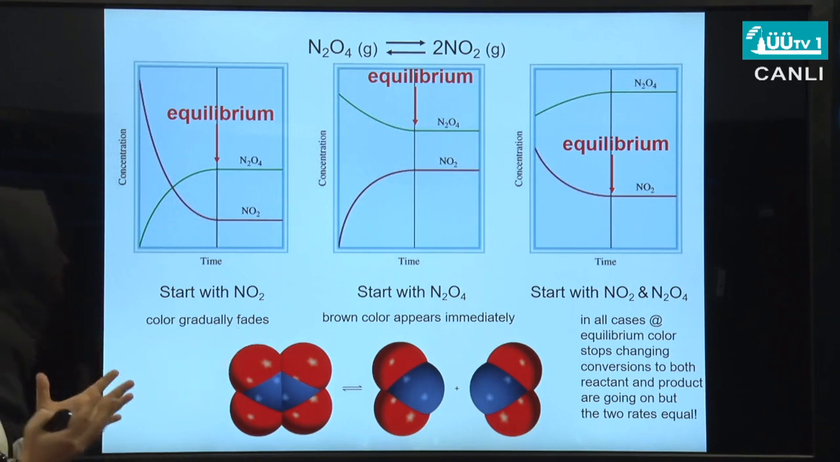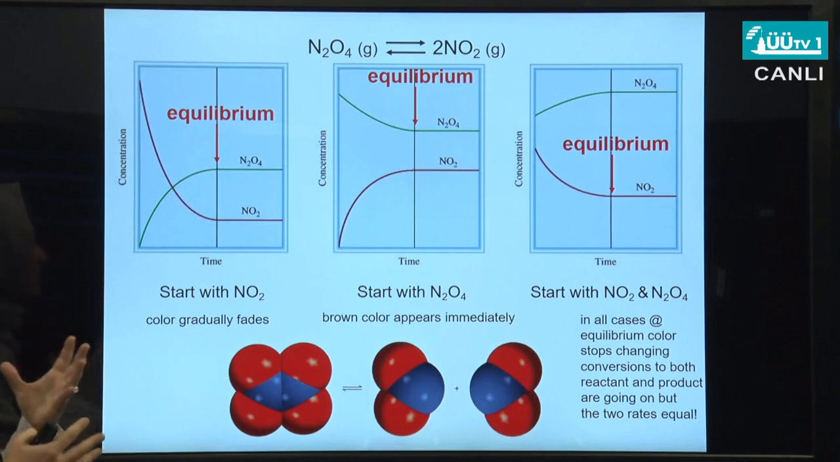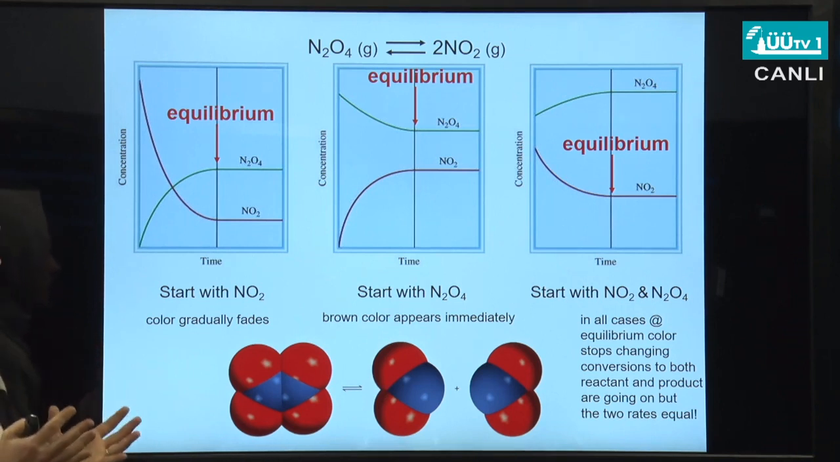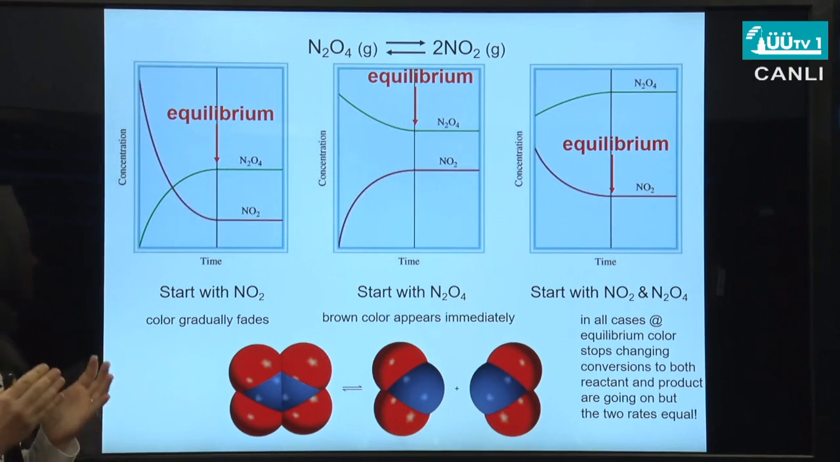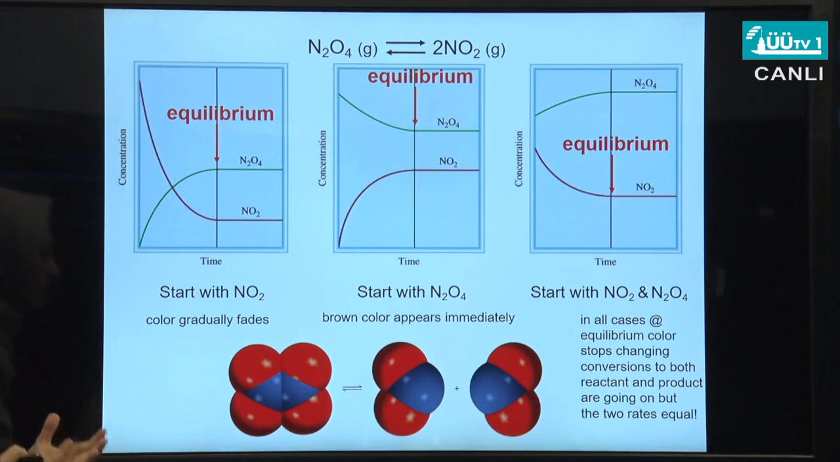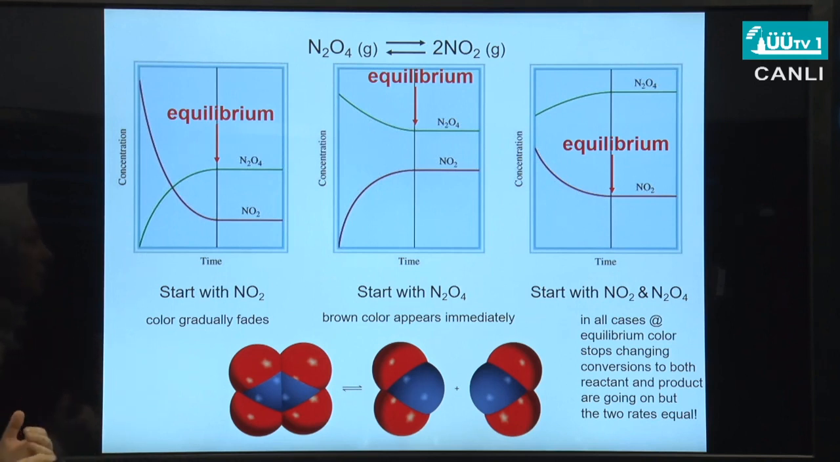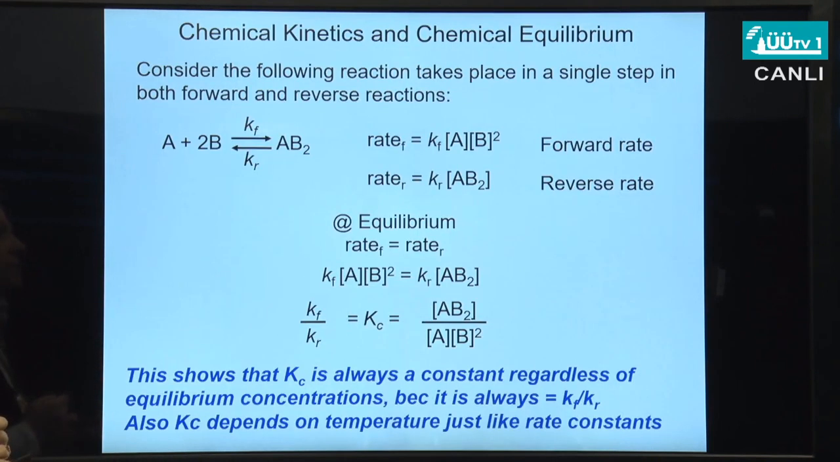In all cases, if we summarize until now, whatever your starting concentrations are, the equilibrium will be maintained with the same value of the equilibrium constant. And this is the point at which the reactant and the product concentrations remain essentially constant. The reactions are still ongoing, but the forward and the reverse rates will be equal at the equilibrium point.